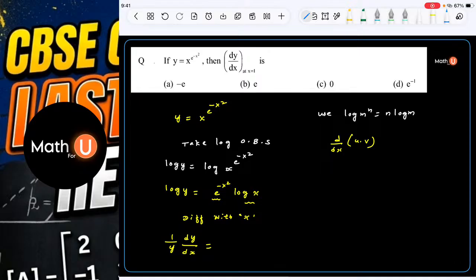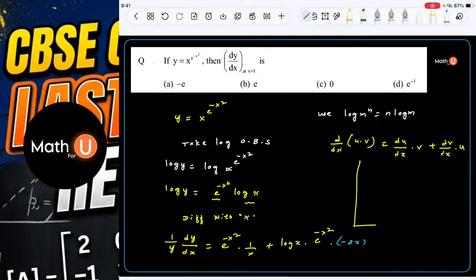How to apply this one? Differentiate u, keep v as it is, plus differentiate v, keep u as it is. This is the uv rule or product rule, the same thing you apply here. Keep e raised to power of minus x square as it is, log x differentiation is 1 by x, plus keep log x as it is, differentiation of e raised to power of minus x square is e raised to power of minus x square, and again the differentiation of minus x square is minus 2x.